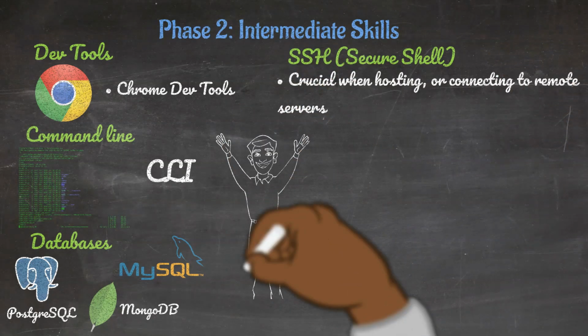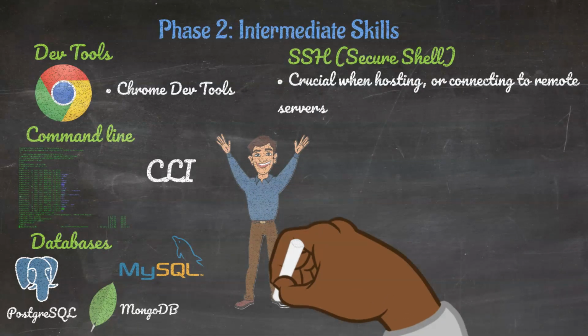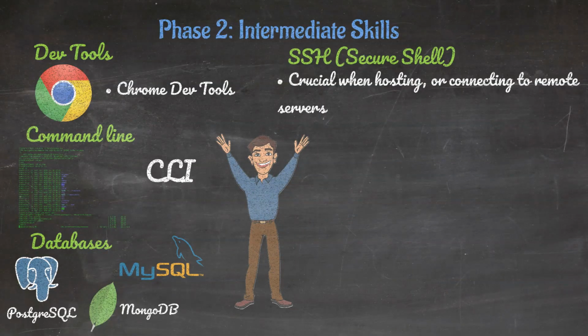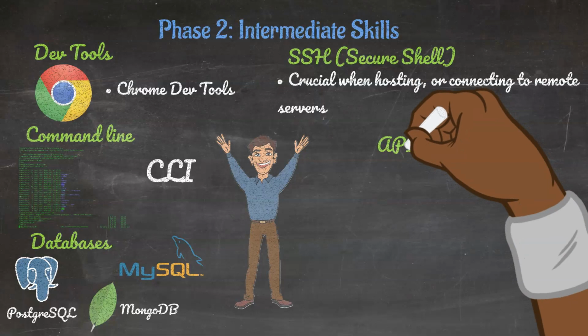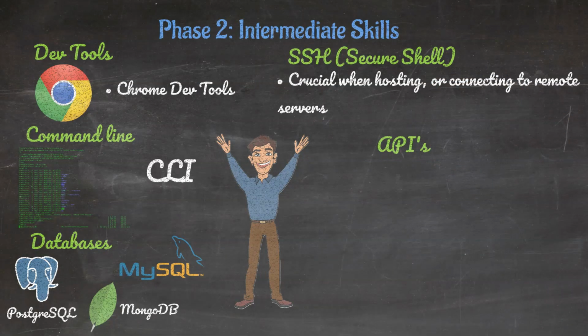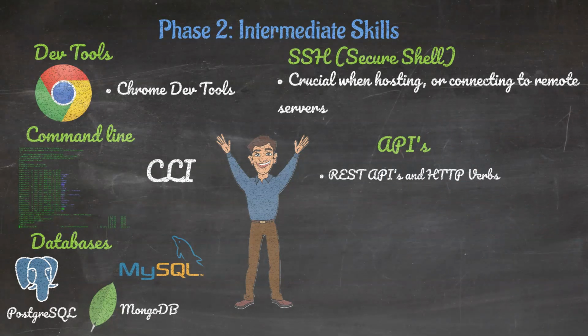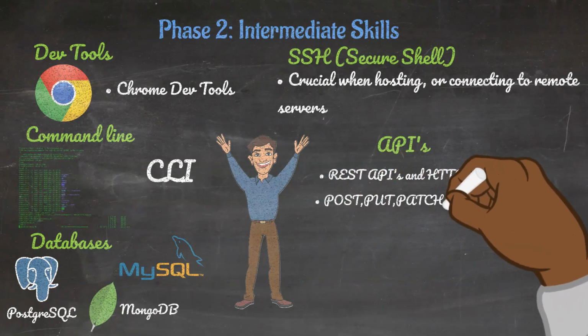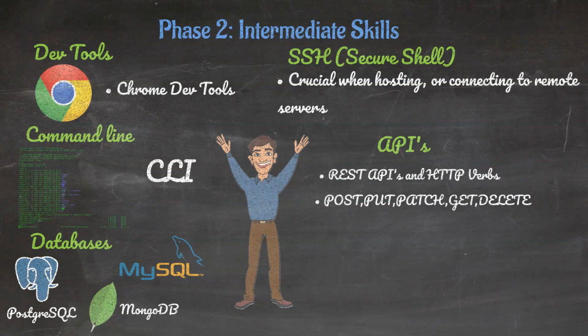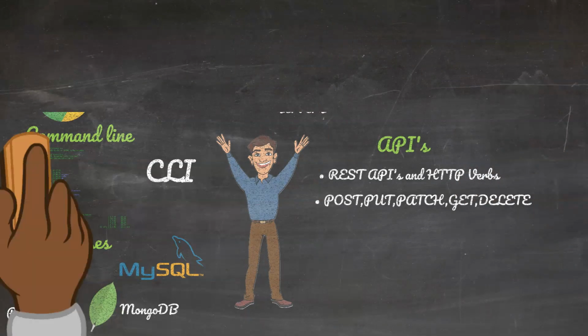APIs, also known as Application Programming Interfaces, are a software intermediary that allows two applications to talk to each other. I will recommend starting off by learning about REST APIs and the HTTP verbs associated with it, such as post, get, patch, delete. Once you are familiar with these concepts of REST APIs, it's time to consider backend development.